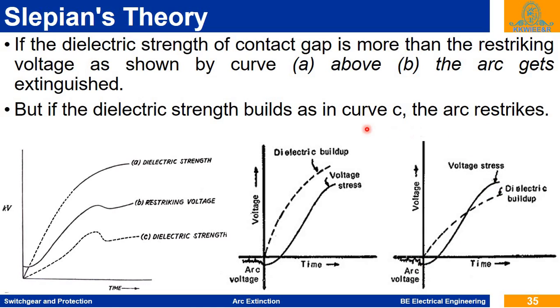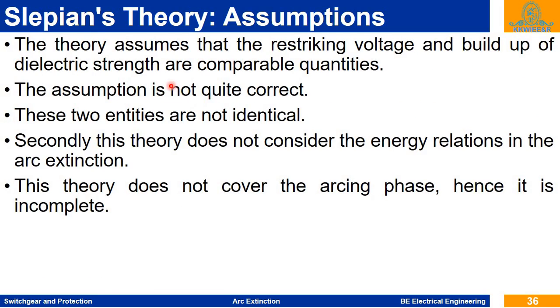This is explained by the theory developed by Slepian, which is also called the race theory or recovery rate theory. For this, Slepian assumed some parameters, and because of these assumptions there are drawbacks or limitations of Slepian's theory. He assumed that the restriking voltage and the build-up of dielectric strength are comparable. These are different quantities, but he assumed they are comparable quantities. The assumption is not quite correct.